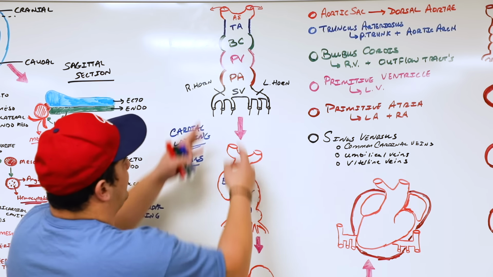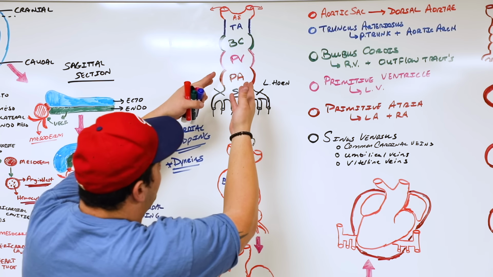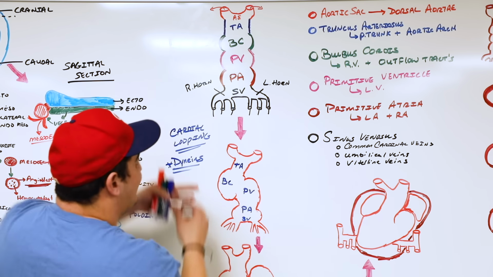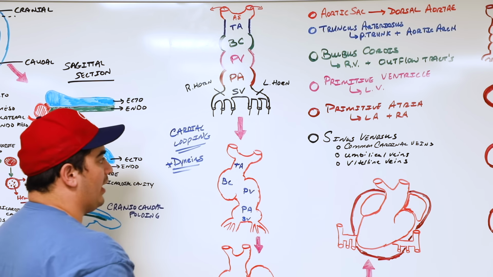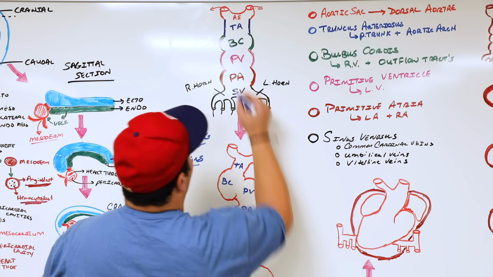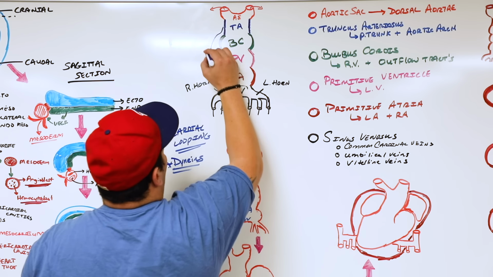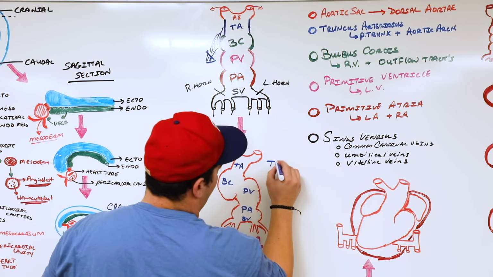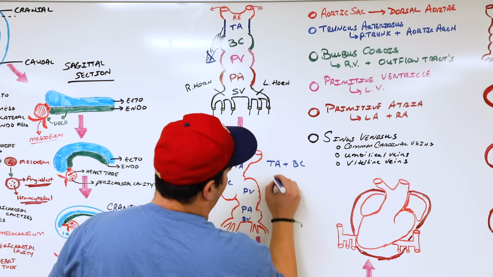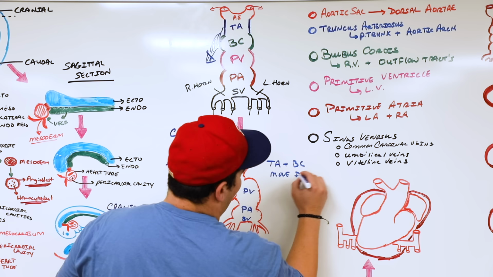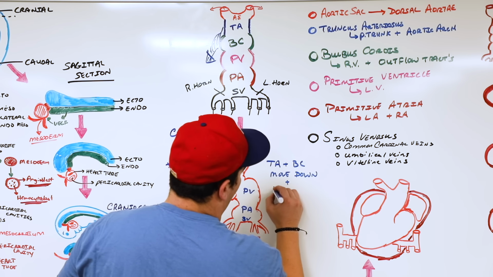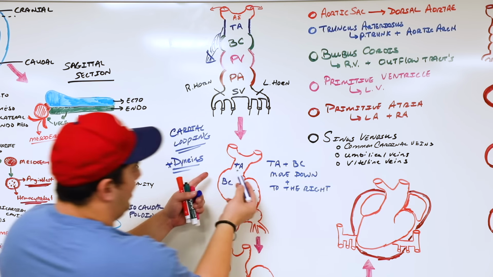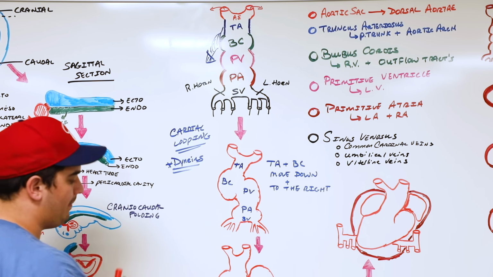What I want you to know here is that the truncus arteriosus and the bulbus cordis start moving to the right and downward. So the first part of cardiac looping is the truncus arteriosus and the bulbus cordis start moving downward and to the right. All right, so truncus arteriosus and bulbus cordis move down and to the right. And by doing that, you start to get this configuration, okay?